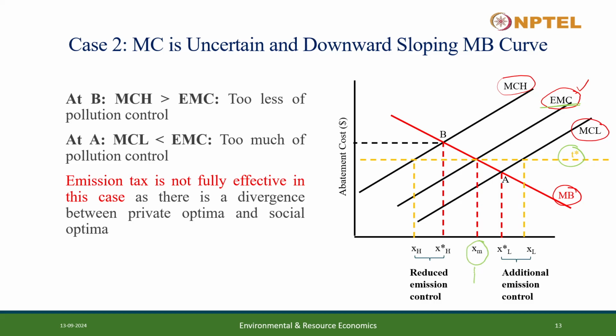So we get the level of abatement as XM, right? However, in actual, when the marginal cost curve is higher, in this case, XH is the actual abatement value. However, the firm will abate, XH star is the optimum value. The firm will abate till XH, where the tax amount and the marginal cost intersect, right? So this point K, from here we get XH, and the optimum value will be XH star.